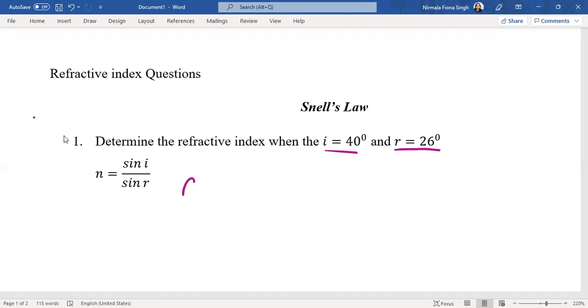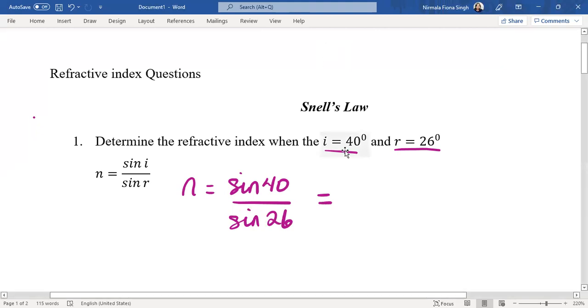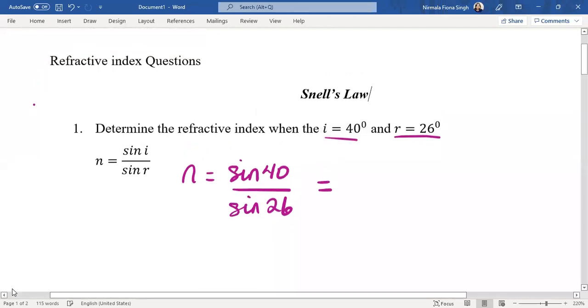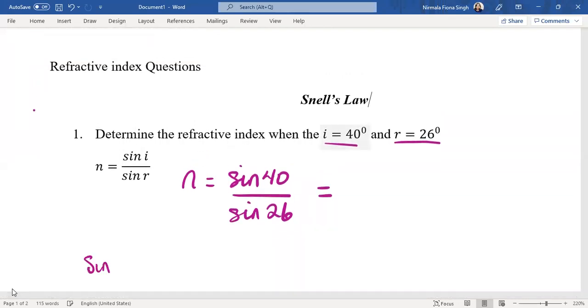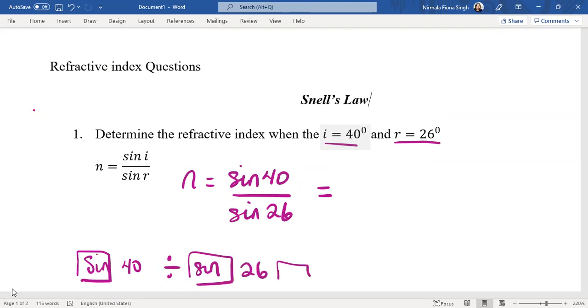To work this out, it's just going to be n is equal to the sine of 40 divided by sine of 26. You're all just going to plug that into your calculator. If you want guidance: identify where your sine button is, folks. Sine of 40, divided by sine of 26, hit your equal sign, and give me your answer to 2 decimal places.